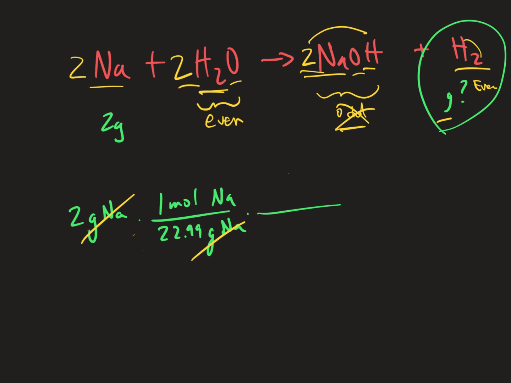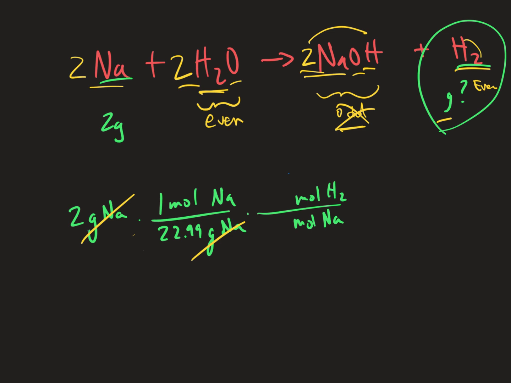A is substance 1 and B is substance 2. So we're starting at sodium and we want to go to hydrogen. We're going from one substance to a different substance. That means we want moles of sodium on the bottom so they can cancel, and moles of hydrogen, because that's what we're looking for, on top.